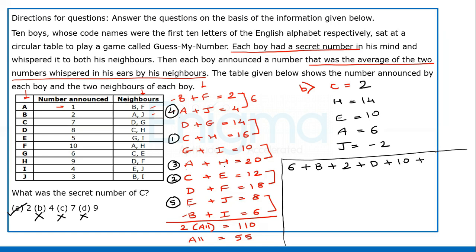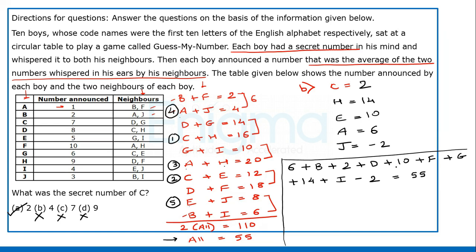Plus F, we don't know. Plus G, we don't know. Plus H is 14. Plus I, we don't know. And J, that is -2. The addition of all the numbers as per this equation is 55. So this comes out to be 55.